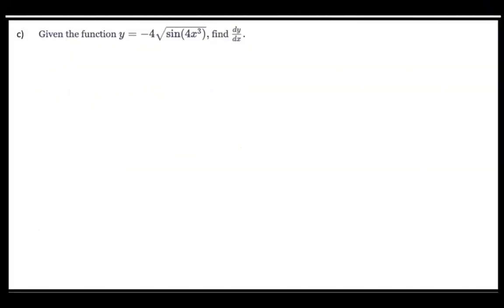Okay, so let's take a look at this one. Let's take a look at letter C after the one we just did, B. So if we're doing any kind of chain rule problem, or really any kind of derivative problem, we know it's a derivative because it says find dy dx. That means find the derivative.